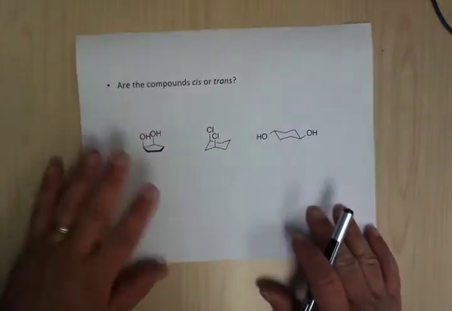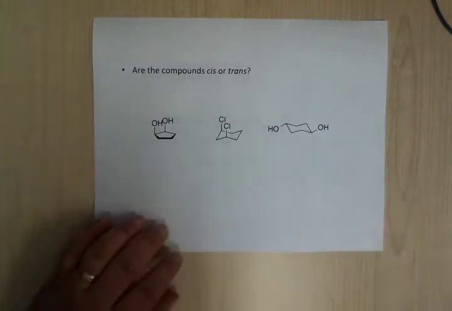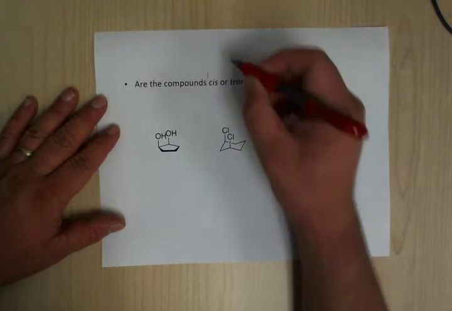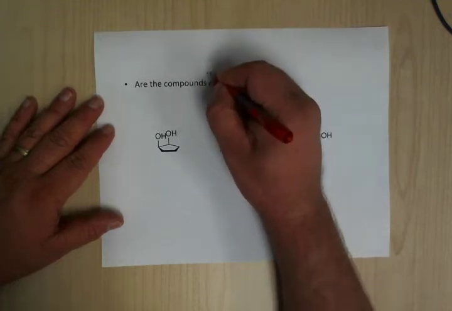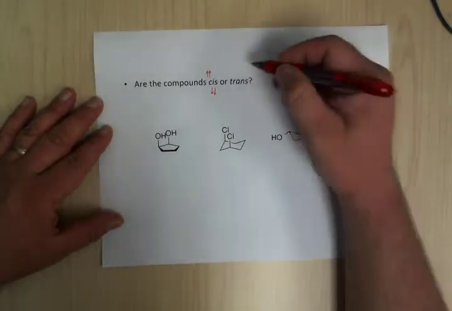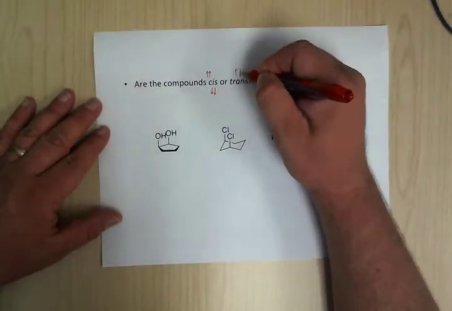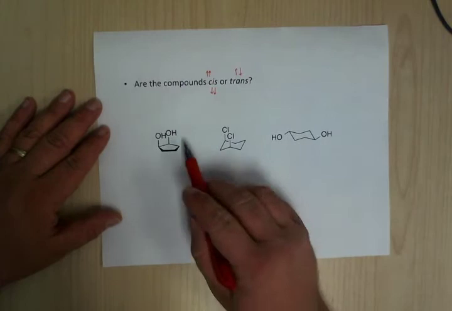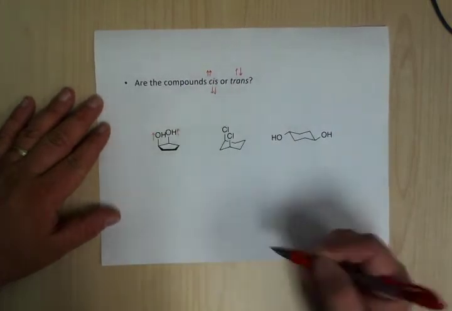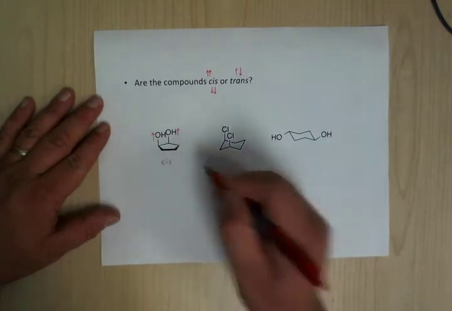Okay, now, are the compounds cis or trans? For this one here, cis means the same. So they're either going to be up, up, or down, down. Trans means different: one's going to be up, one's going to be down. For these guys here, notice how they're both going up, up, up. So that means that they're cis.